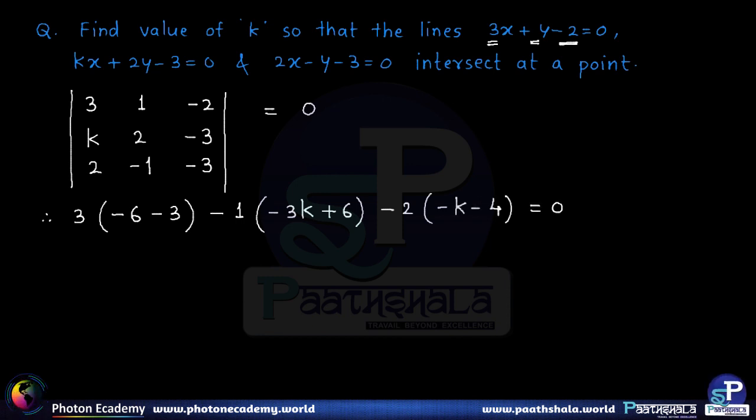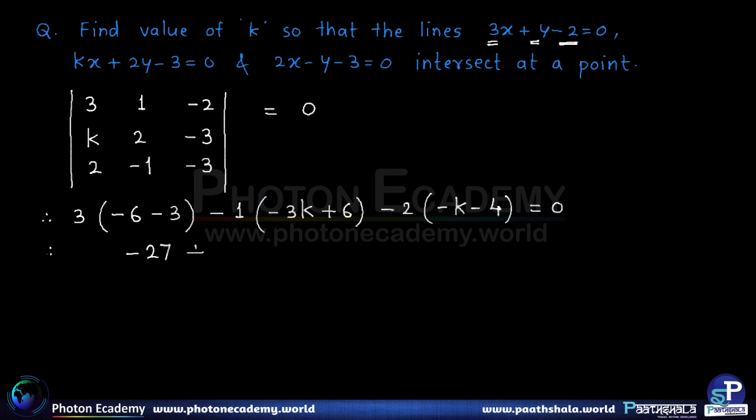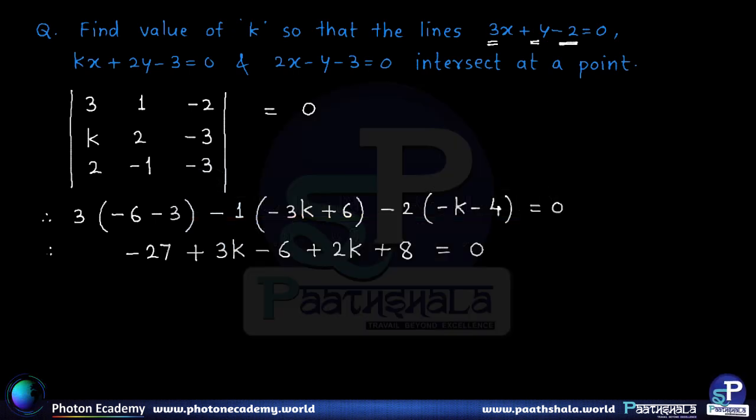So on simplifying we get 3 into minus 9, which is minus 27, plus 3k minus 6 plus 2k plus 8 is equal to 0. Now on solving this we get k equal to 5. So that's the solution.